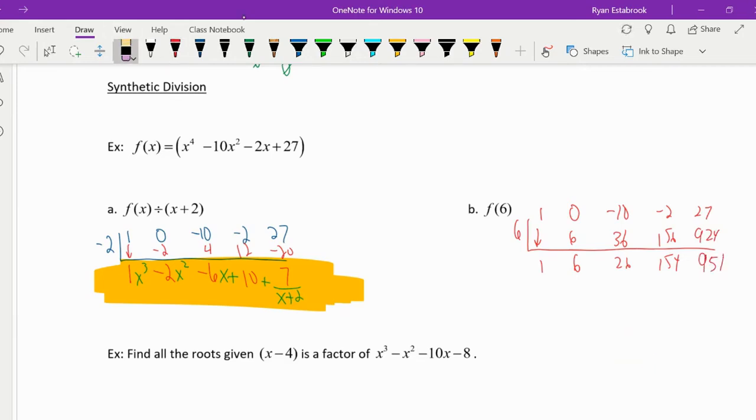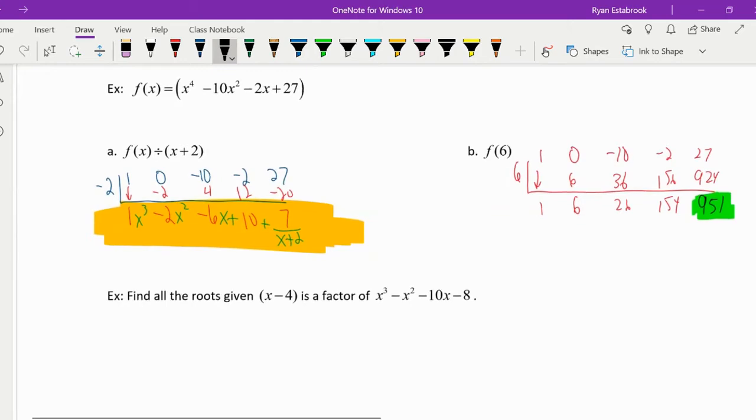So what that means to us is that f of 6 is equal to 951. 6 didn't go into it evenly. We didn't get a 0. So f of 6 is equal to 951. It's a quicker way to evaluate this. I never had to take 6 to the 4th or do negative 10 times 6 squared. I can use the synthetic substitution as an alternate way of evaluating the value of a function at a point. So synthetic is kind of nice to speed things up.